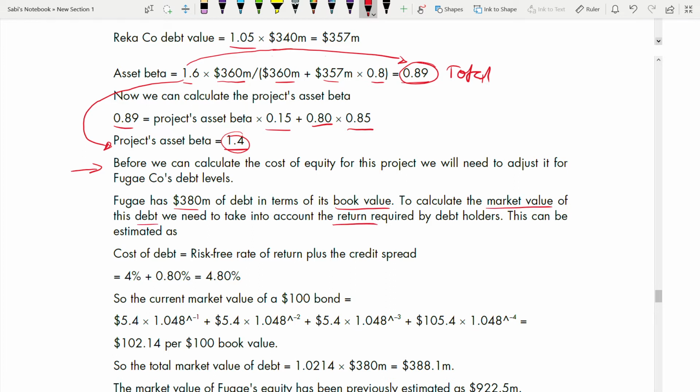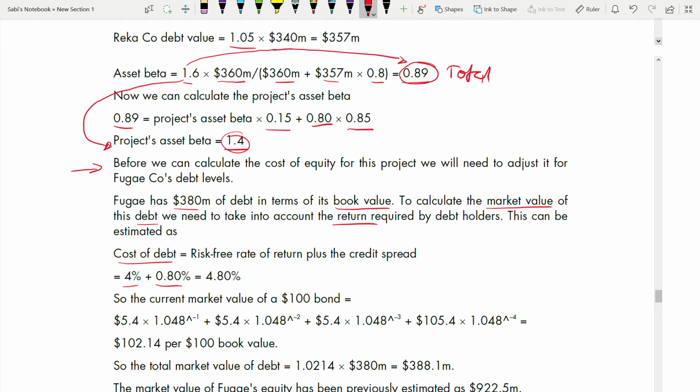This can be estimated as cost of debt. What is cost of debt? Risk-free rate plus your credit spread. Risk-free rate is 4%. What is your B rated? It was a B rated, I remember, B rated or B minus, I think. The rate was 80 basis points. So add that over risk-free rate. Over risk-free rate means add with risk-free rate. 4.8%. This is your cost of debt.